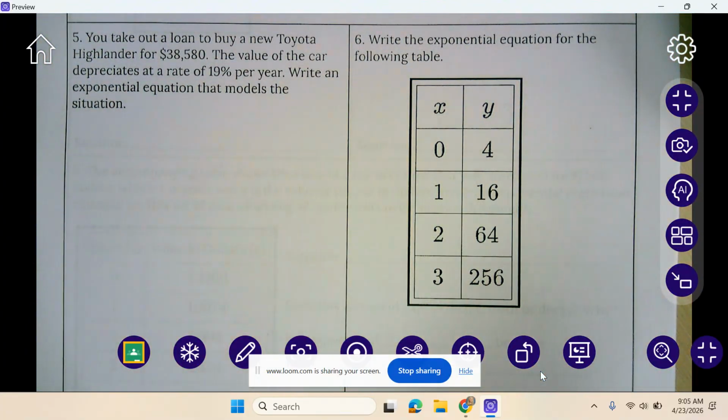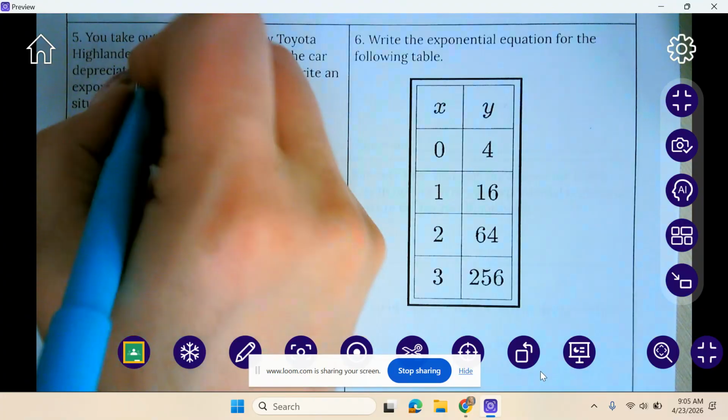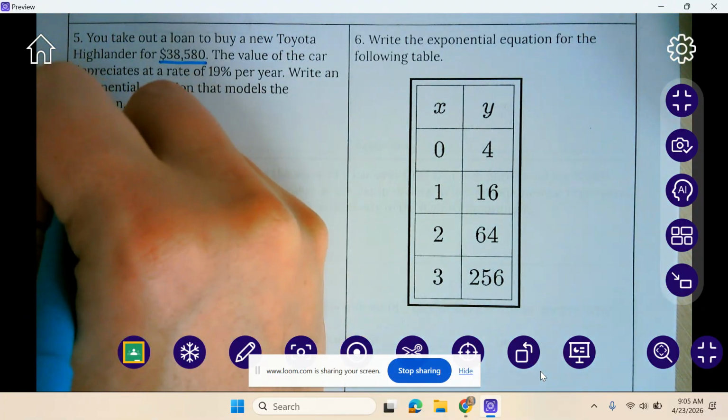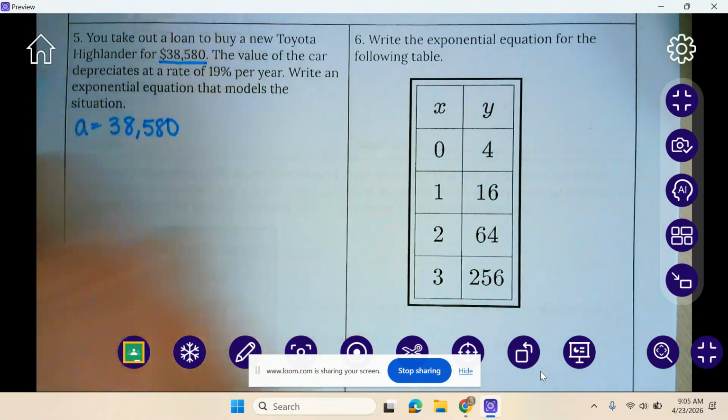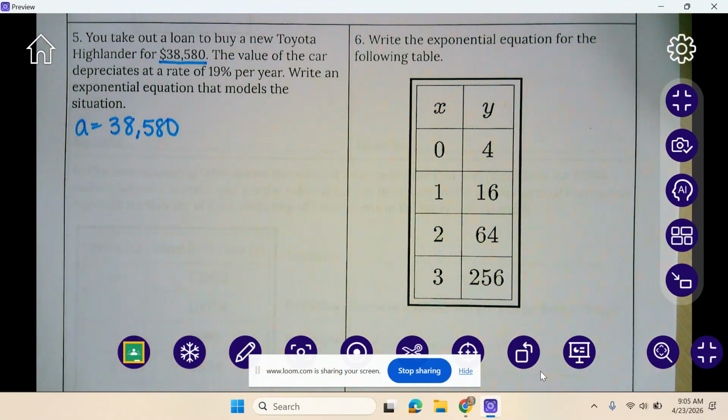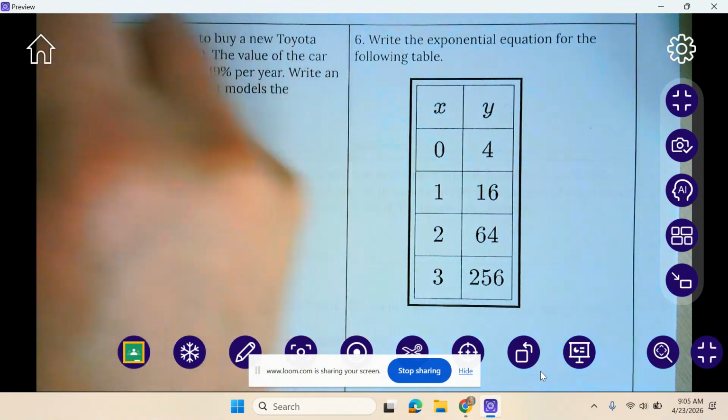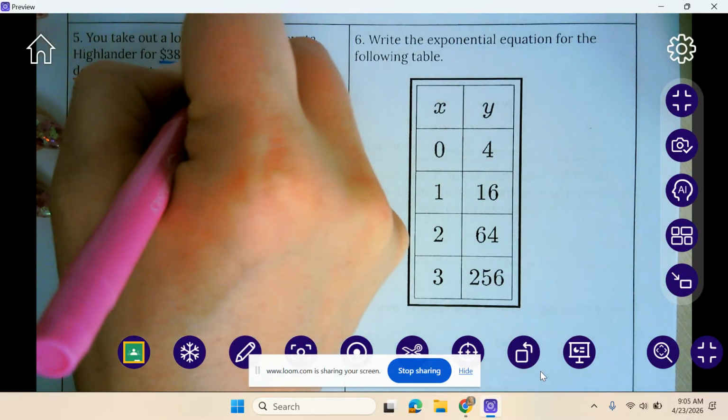Okay, so you take out a loan to buy a new Toyota Highlander. It gives you the cost of the car, so this is your initial value, that's your A. Then it says the value of the car depreciates. So that's the key word we're looking at, the word depreciates, at a rate.